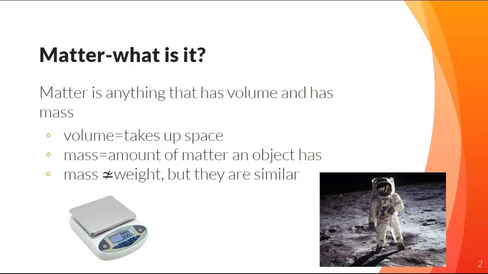So for example, a 2 liter of soda takes up 2 liters worth of space. A gallon of milk takes up a gallon's worth of space. Those are both volumes. Mass is how much matter an object has. It's kind of sort of similar to weight, but not exactly the same.